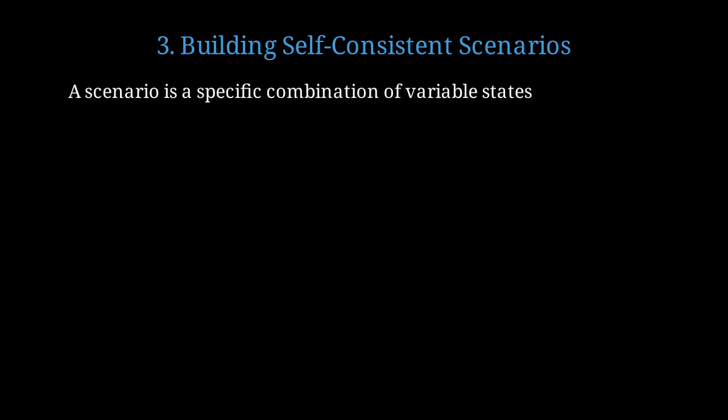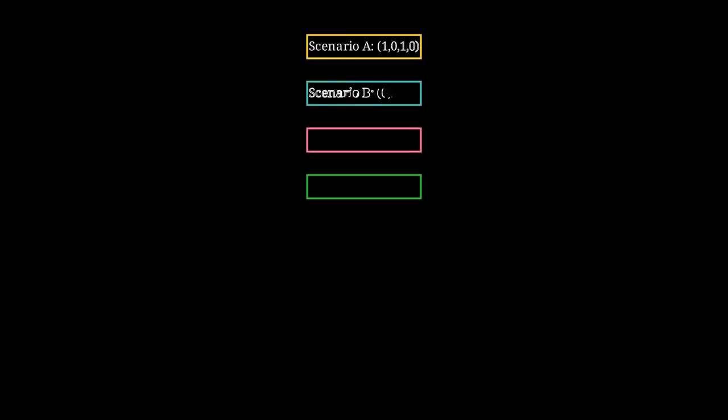The key innovation is finding self-consistent scenarios where all impacts balance out. A scenario is a specific combination where each variable is either present or absent, creating a possible future state. Mathematically, a scenario is a vector where each element is either 0 for absent or 1 for present. Here are 4 different scenarios for a system with 4 variables. Each represents a distinct possible future configuration.